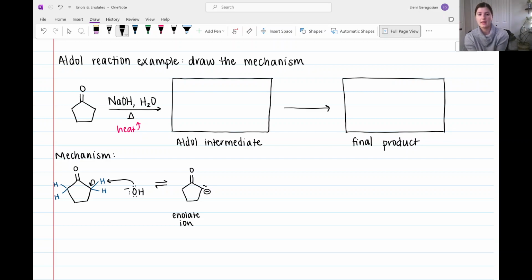Now once we form the enolate ion, this can react with another ketone molecule. So we have our nucleophilic carbon with the negative charge, and we have an electrophilic carbon in another ketone molecule where the enolate has not formed. So we just have a neutral ketone molecule, same as the starting material. So now in this step, the nucleophilic carbon with the lone pair of electrons will add to the electrophilic carbon in the carbonyl, and we break the pi bond. So this step is nucleophilic addition.